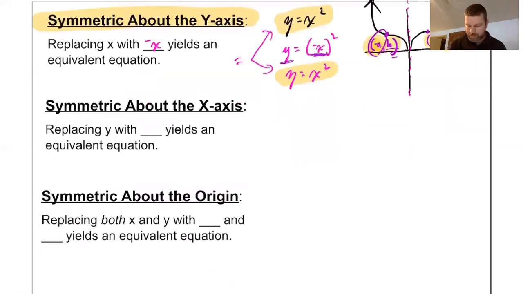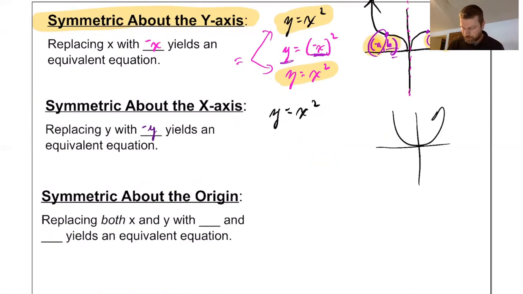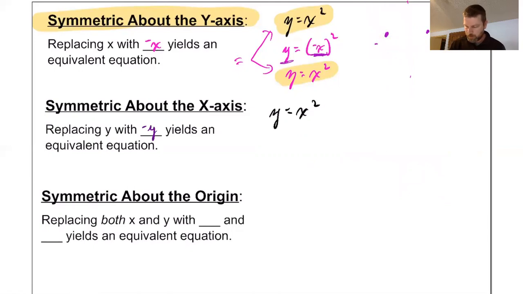Symmetric about the x-axis is the exact same thing, except replacing y with negative y yields an equivalent equation. Let's check the same one. We could check if y equals x squared was symmetric about the x-axis. Now we already know it's not. If I graph it, we know it looks like that. That is not showing up down here, so it's not symmetric about the x-axis. There's no line of symmetry right there where the top and the bottom are the same. So I know it shouldn't yield an equivalent expression, but I could check to find out.